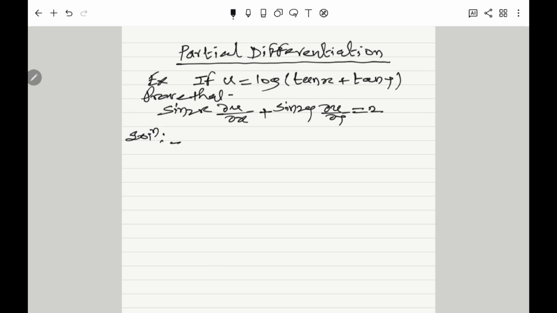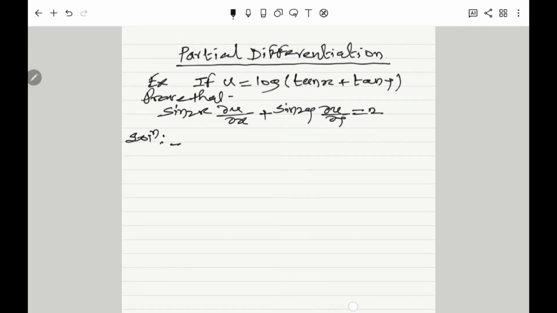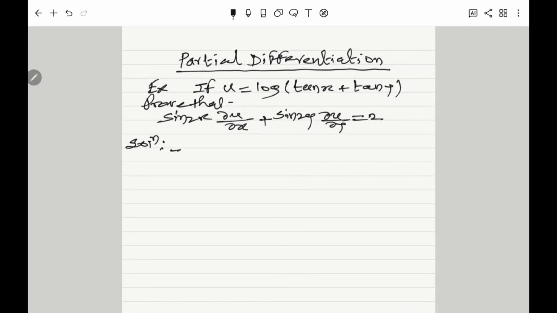And to prove this, if we see the given example, u is a function of two independent variables x and y, means we can differentiate it with respect to x and with respect to y. Given u is equal to log of tan x plus tan y, we call this equation 1.